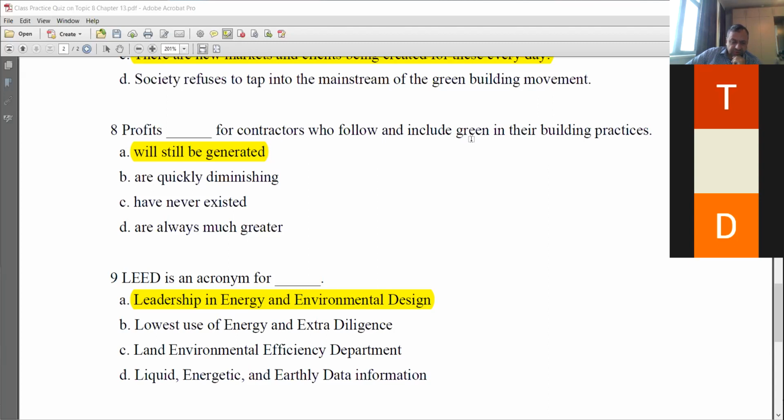However, with the continued application of the green technologies, the investment costs would decrease. For example, the cost of material would decrease, so the prices will fall. When the prices fall, then green construction would become profitable. So I think we may need to modify this statement a little bit. Then the answer will be that the profits will still be generated.